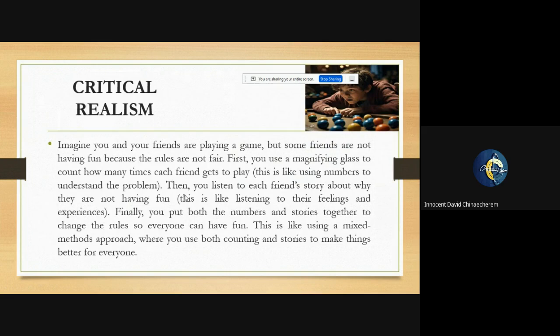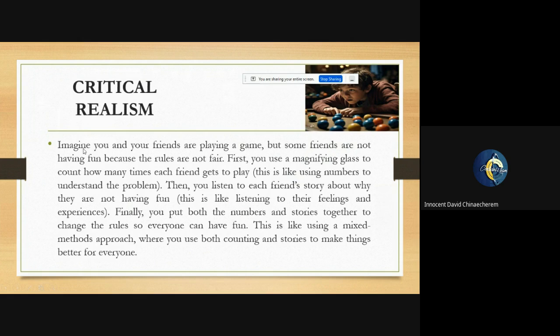So critical realism is very simple, very easy to understand. It's just a combination of two of them. When you look at this boy who is holding this ball, he's counting the ball and also listening to stories from the background. So it's more like, imagine.